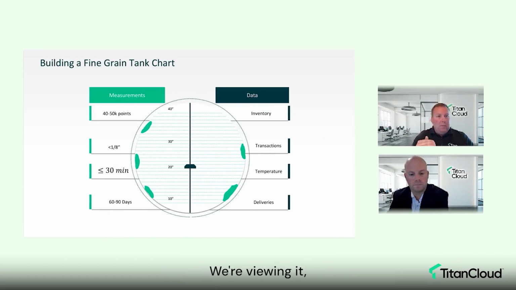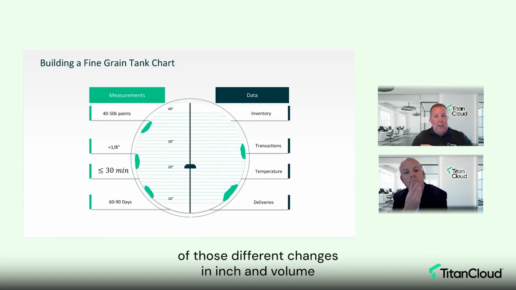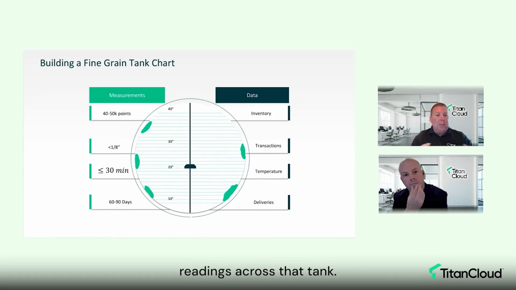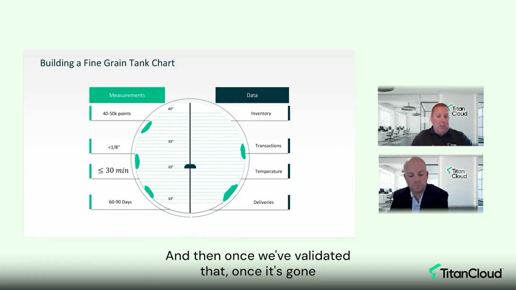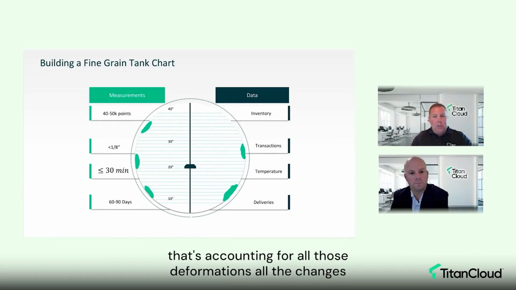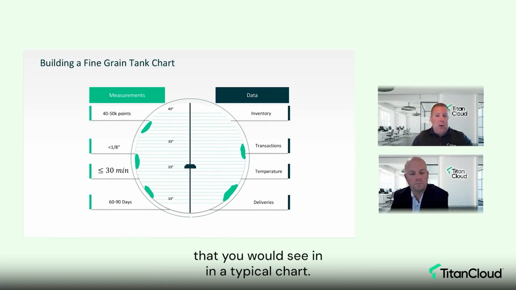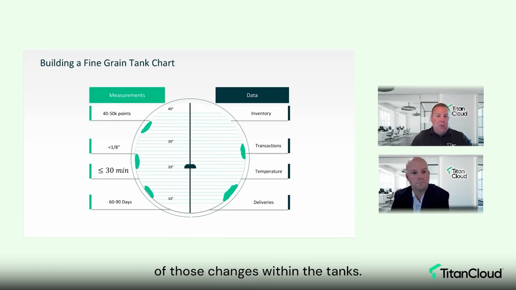So we're viewing it, we're validating it, until we take into account all of those different changes in inch and volume readings across that tank. And then once we've validated that, once it's gone through our algorithms, we're generating a precise chart that's accounting for all those deformations, all the changes in the inch to volume calculations that you would see in the typical chart. And we would generate a chart that can be used to program your ATG, that can be provided out to your haulers so that they have the most accurate information as they stick before and after a delivery. So that allows you to account for all of those changes within the tanks.